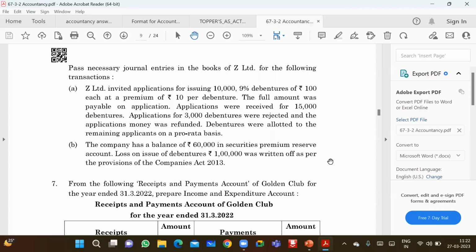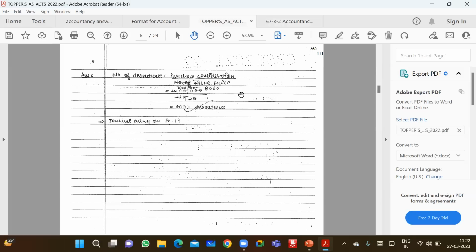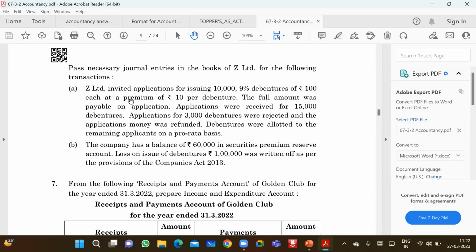And now let's move to question number 7. Here, this is the alternative part of question number 6. So here you can see, pass journal entries. Where exclusively journal entries have been asked and there is no need to give any working note, such a type of question can easily be written in the printed format. So let's see how the student must not have written the optional part. This question can easily be attempted on the printed journal.